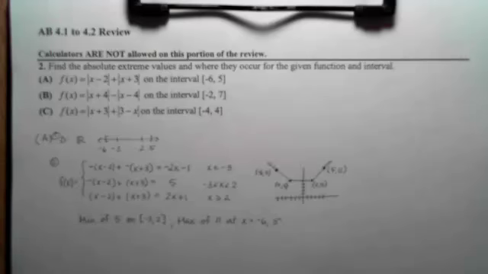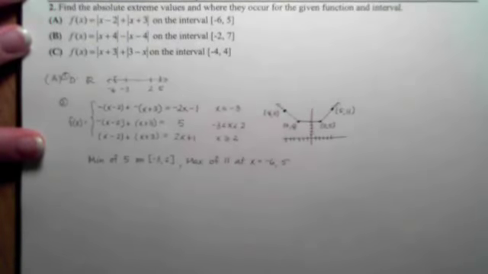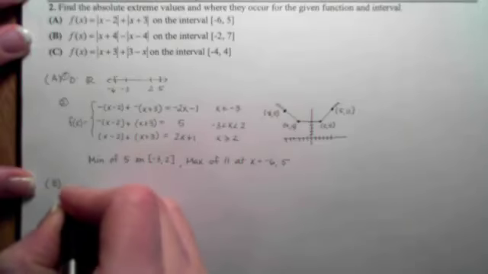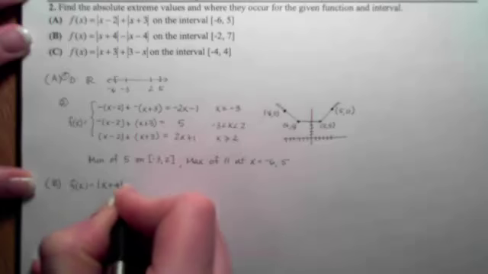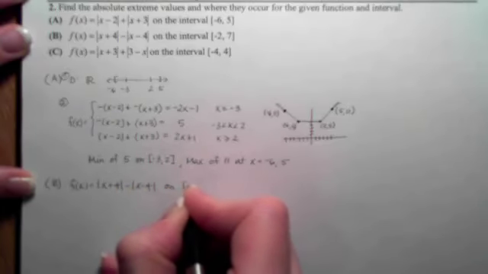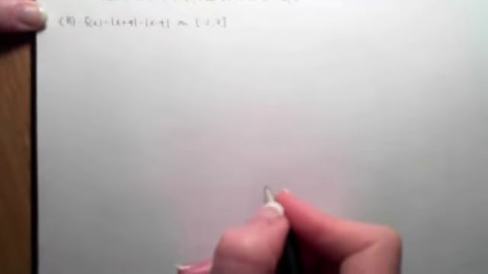So let's do that same process with b, and this time I won't ignore the given domain. So scoot this up, I'll write down b, and then we can scoot so we can see more. So for b, we have f of x equals absolute value of x plus 4 minus absolute value of x minus 4, and we're on the interval from -2 to 7. So my domain in this problem will be all reals between -2 and 7.